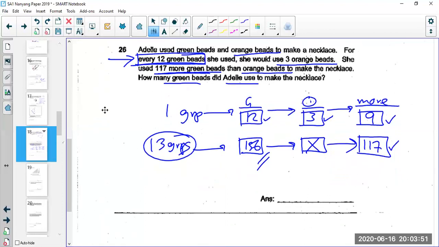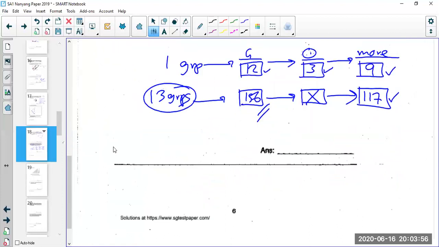Okay, have you learned grouping before in school? Make one set, then have many sets. Yeah, okay, that is called grouping. Okay, question 27.